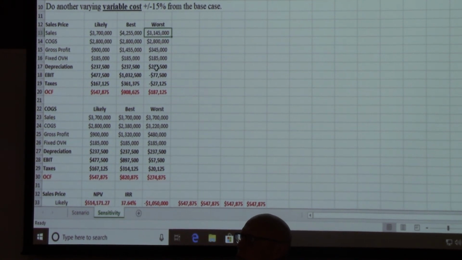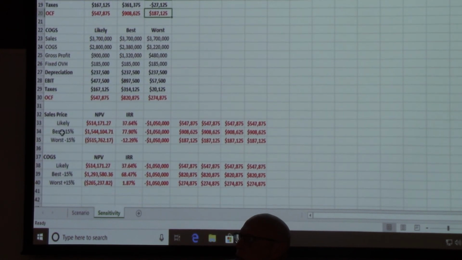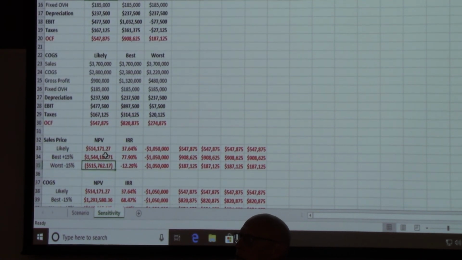It goes down 15%, and that flows through to the EBIT. And here's our operating cash flow, which is EBIT plus depreciation minus our negative taxes. Okay? So there's our cash flow. So here's what happens when we lower our sales price. We have a negative net present value because our cash flow is 187,125, and our outflow, so here's our cash inflows, our operating cash flows, and our outflows, $1 million, and that is a negative number with a negative internal rate of return.